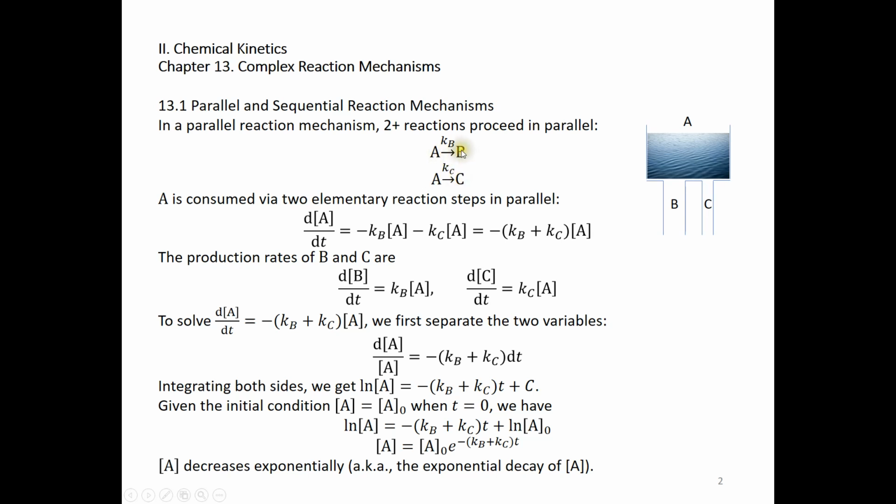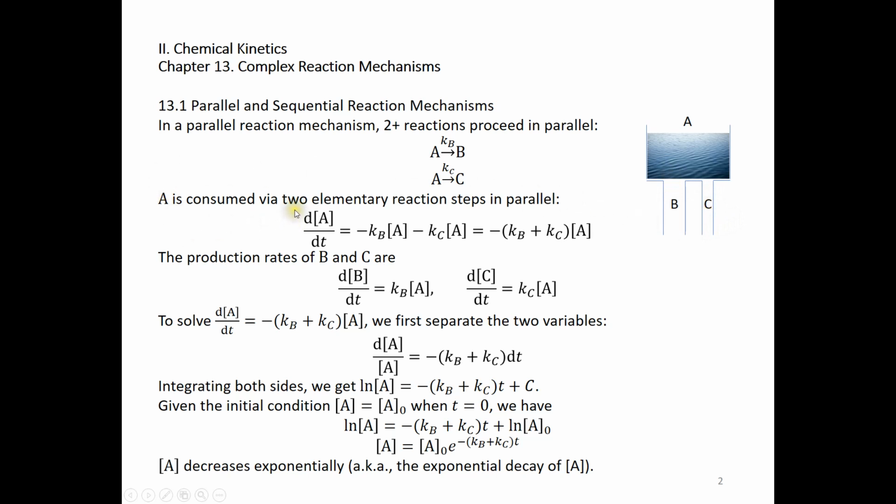From A to B, we have a rate constant, denoted by k sub B. From A to C, we have a different rate constant, denoted by k sub C. Over here we have a picture that serves as an analogy. We have a lot of water in A, and the water may flow down this pipe B or this pipe C. Overall the flow rate will be the flow rate in pipe B plus the flow rate in pipe C.